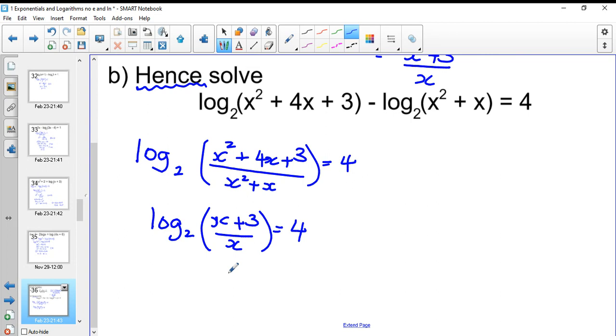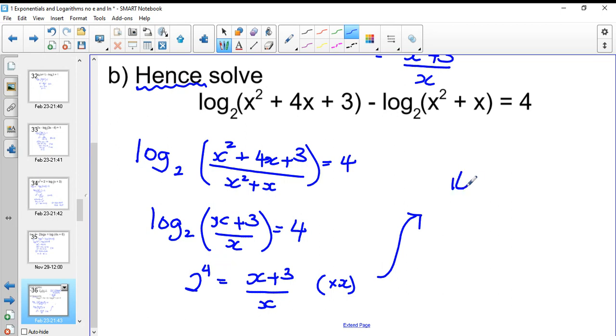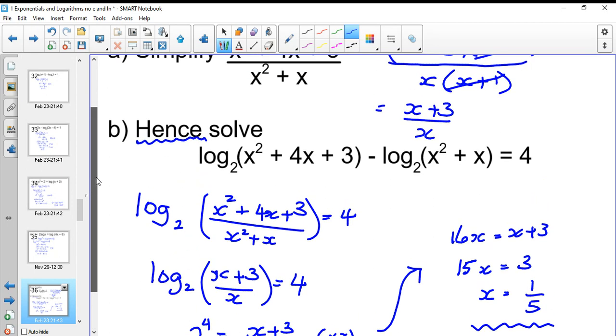This is now in log form. So 2 to the power 4 equals x plus 3 over x. Okay, if we times by x, I'm just going to come up here because I've run out of room. This is 16, so 16x equals x plus 3. 15x equals 3, which means x equals 3/15, which is 1/5. And that's the answer.